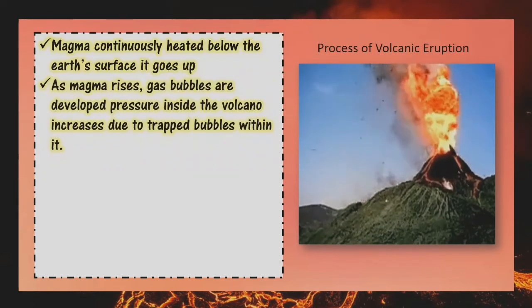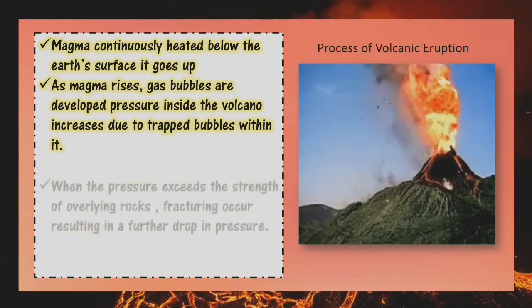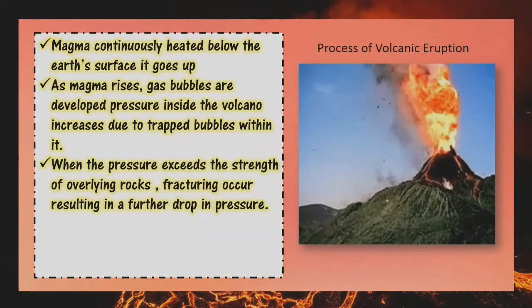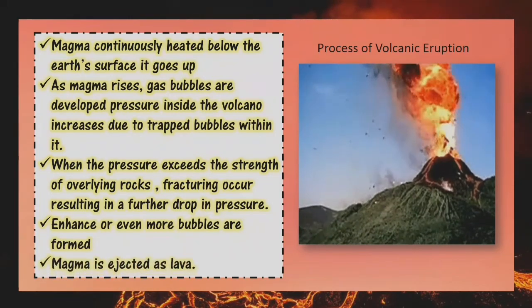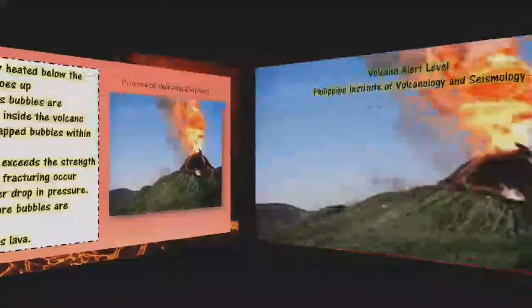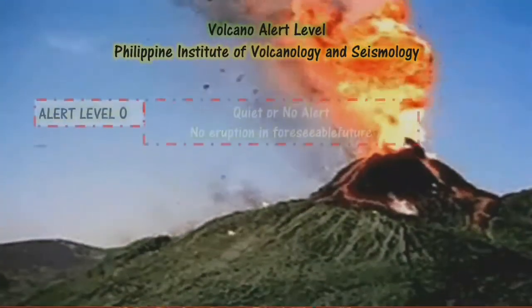How is the process of volcanic eruption? Magma is continuously heated below the Earth's surface and it goes up. As magma rises, gas bubbles develop. Pressure inside the volcano increases due to trapped bubbles within it. When the pressure exceeds the strength of overlying rocks, fracturing occurs, resulting in a further drop in pressure. Enhanced or even more bubbles are formed. Lastly, magma is ejected as lava.